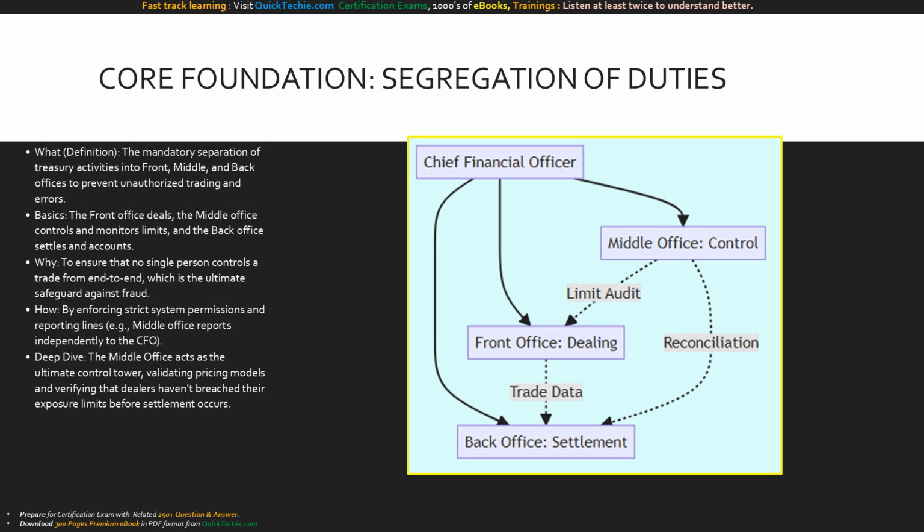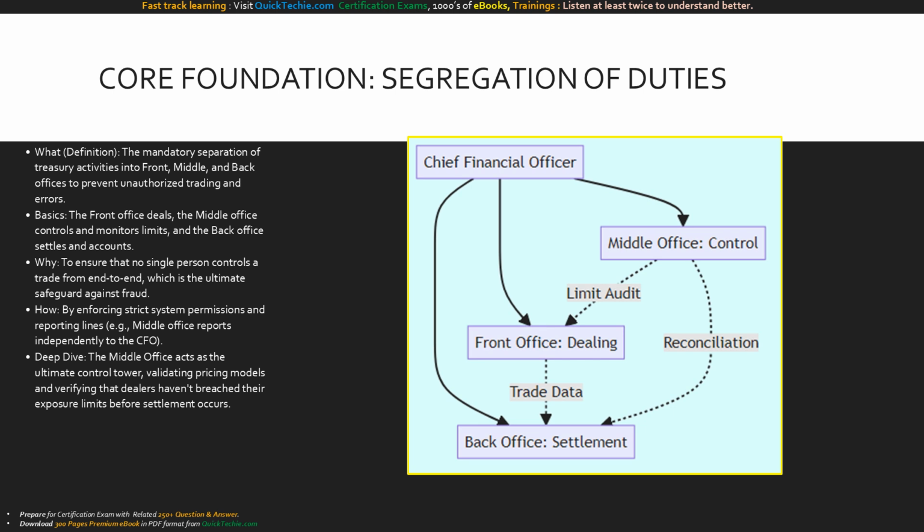At the top, the Chief Financial Officer oversees all 3 divisions independently. You see the front office, middle office, and back office side by side. The solid lines represent direct, independent reporting hierarchies. Now, pay close attention to the dotted lines, which represent data flow. The front office sends trade data to the back office for settlement, but they cannot settle it themselves.